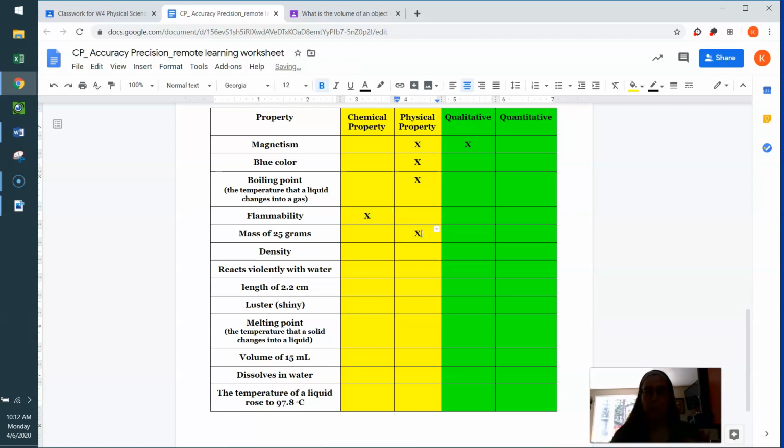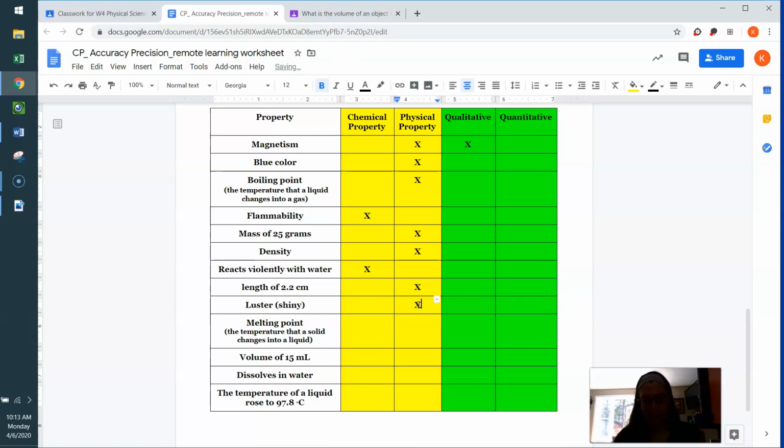Mass is a physical property. I can change how much of something I have, but it doesn't change what it is. Density, also a physical property because it is made from the mass and the volume, how much stuff is in a specific space. And those are both physical quantities, so density is a physical property of a substance. That something would react violently with water, the word react tells you it is being chemically combined and therefore is a chemical property. The length of something, it's just how long it is. It doesn't change what it is, physical. Luster, are you shiny or not?